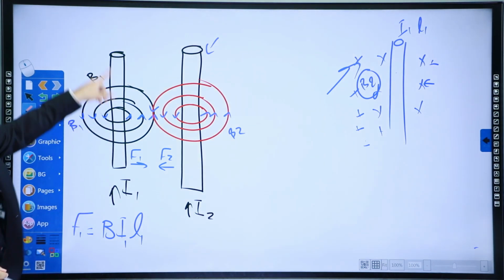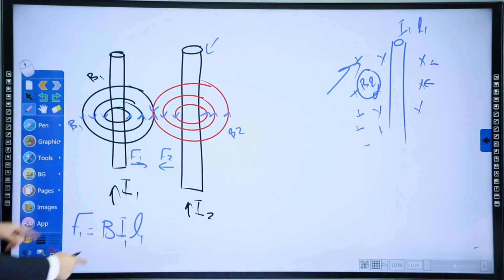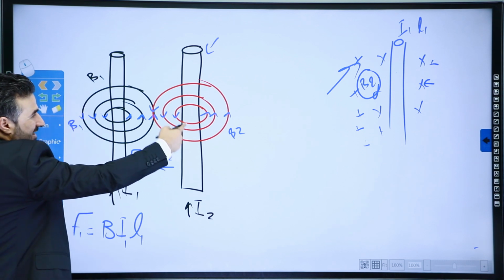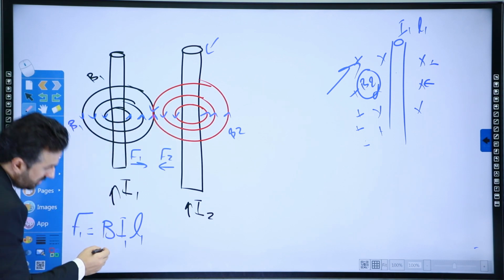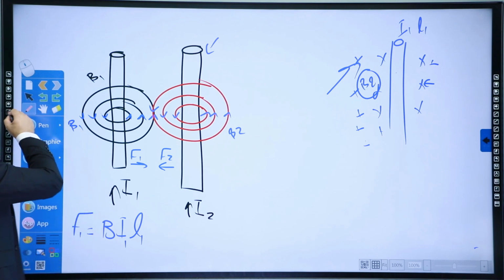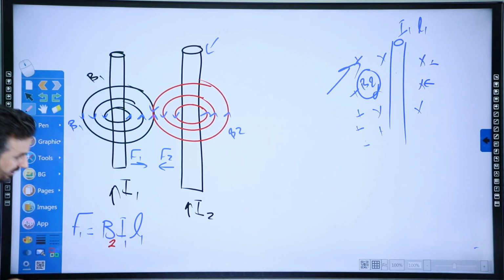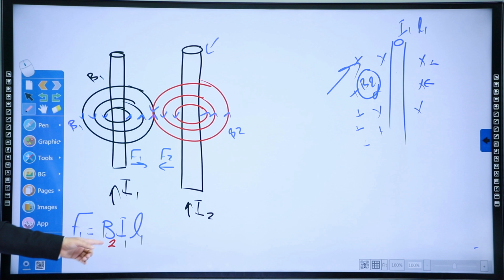So for the force that acts on the wire, we cannot say B1, because this magnetic field cannot cause a force on the wire itself, okay? But this magnetic field would cause a force on this one. So of course we're going to use B2 here. Let's make it red so it is more obvious. Okay, so F1 equals B2, I1, L1.